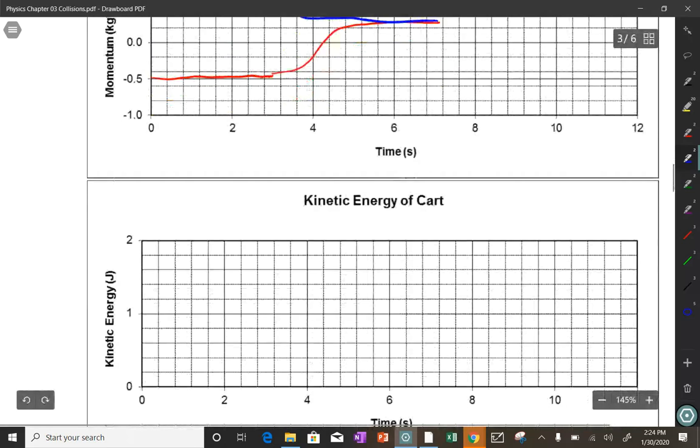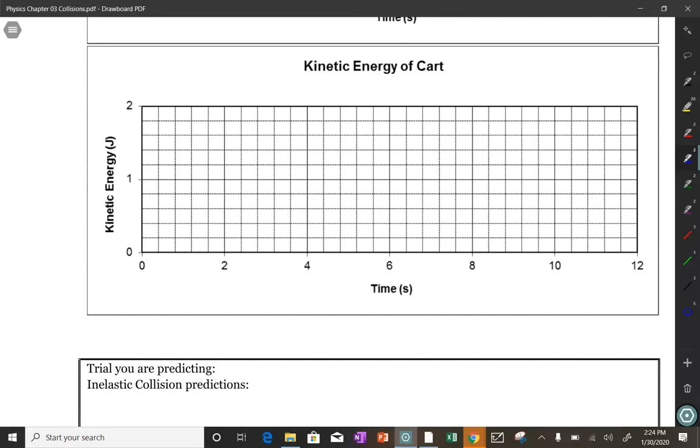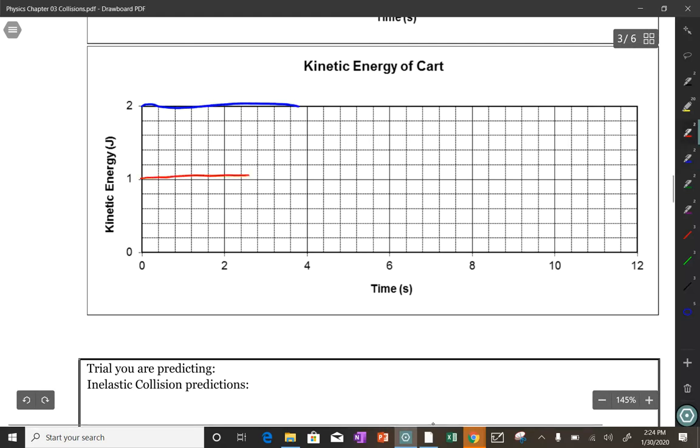Now I go to kinetic energy. Now remember, kinetic energy is 1/2 mv squared. But they both are starting with the same speed again. So I expect, now kinetic energy, 1/2 mv squared, it's a scalar. There's no such thing as a negative kinetic energy. They're both going to have positive kinetic energy, but the one with twice the mass will have twice as much. The one with less mass will have half as much.